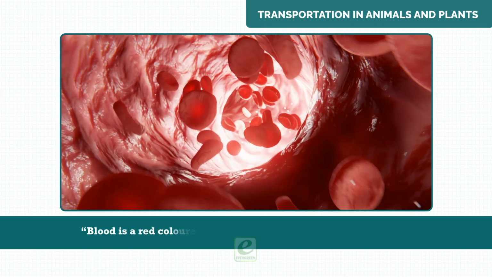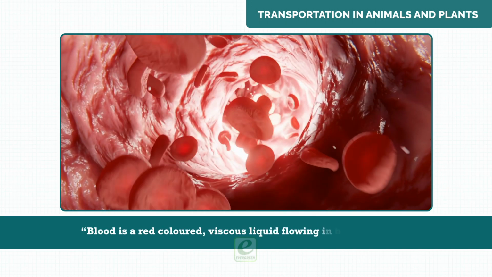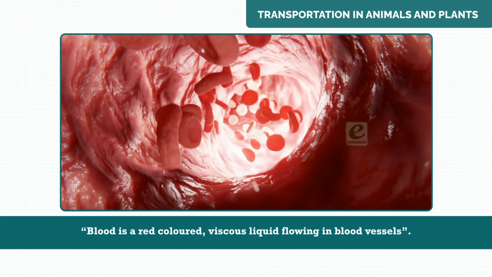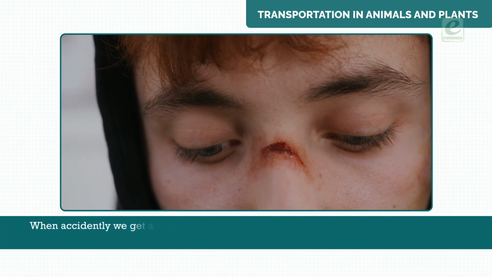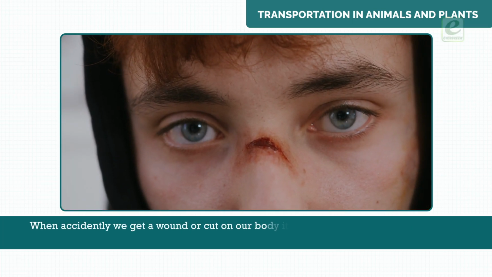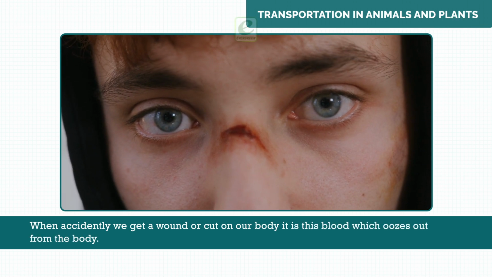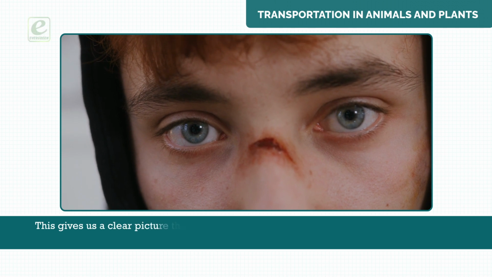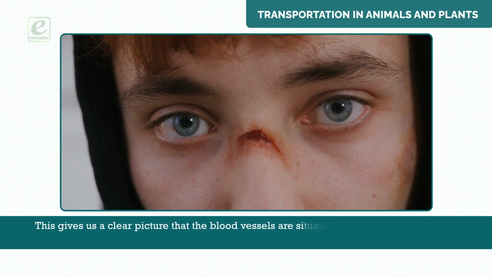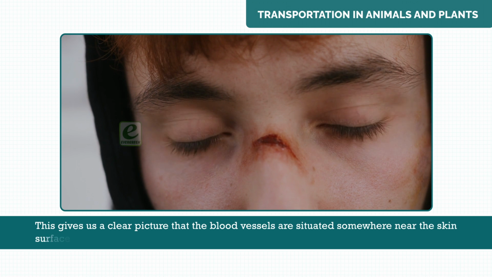Blood is a red-colored, viscous liquid flowing in blood vessels. When accidentally we get a wound or cut on our body, it is this blood that oozes out from the body. This gives us a clear picture that the blood vessels are situated somewhere near the skin surface.